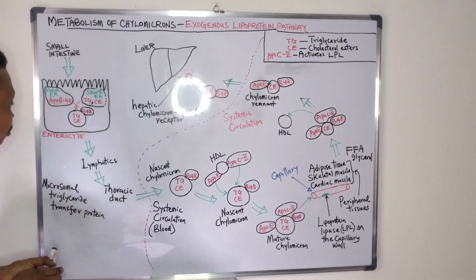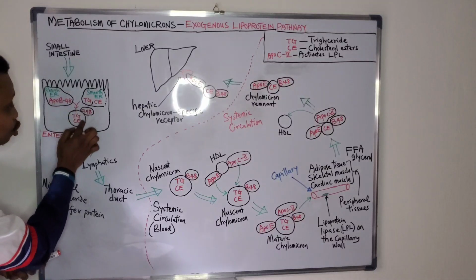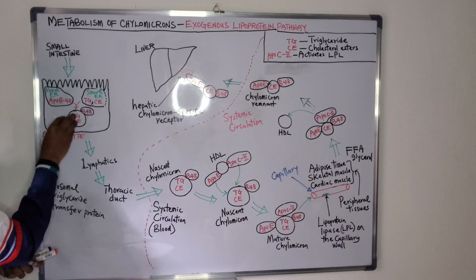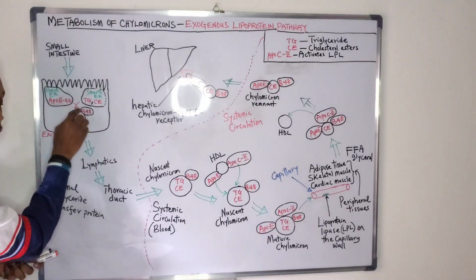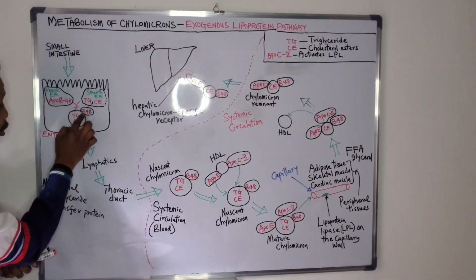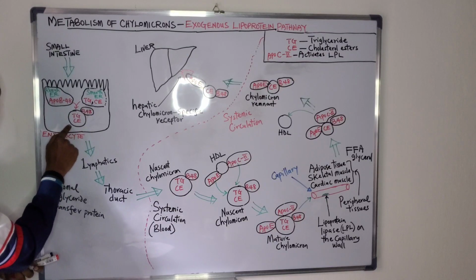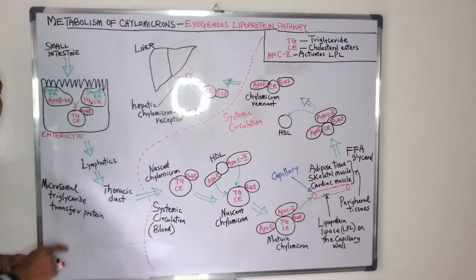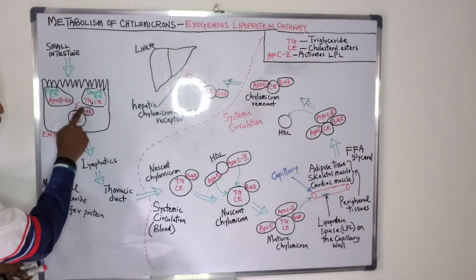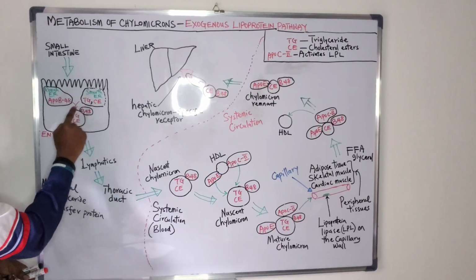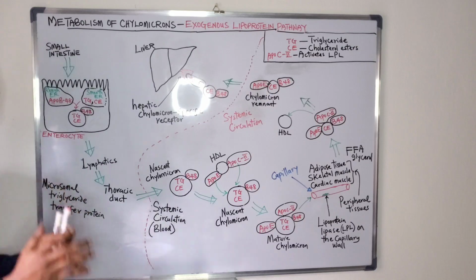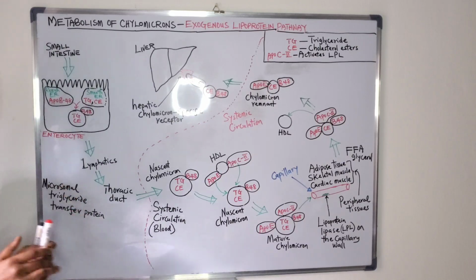That will result in the formation of this spherical structure where triglyceride and cholesterol esters will be in the core of the molecule. The outer shell of this structure will contain phospholipids and free cholesterol together with this ApoB48. Now, this is the chylomicron particle. The function of ApoB48 is that it ensures the structural integrity of the chylomicron.